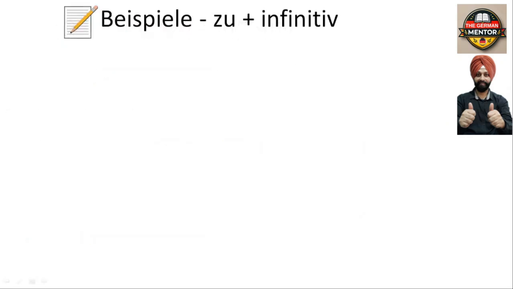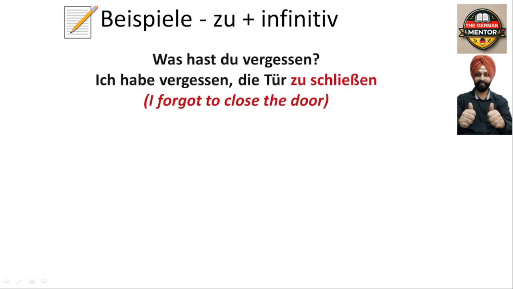Beispiele, the first one, zu plus infinitive. See the first question which I have written here: Was hast du vergessen? For example, one of my friends is asking me, was hast du vergessen? This question has been asked with the W question word was. Friends, remember one thing, any question asked with the W question word was, then you have to use the zu plus infinitive concept. I have written here as an example: Ich habe vergessen, die Tür zu schließen. Was habe ich vergessen? Ich habe vergessen, ein Objekt, die Tür zu schließen. I forgot to close the door.